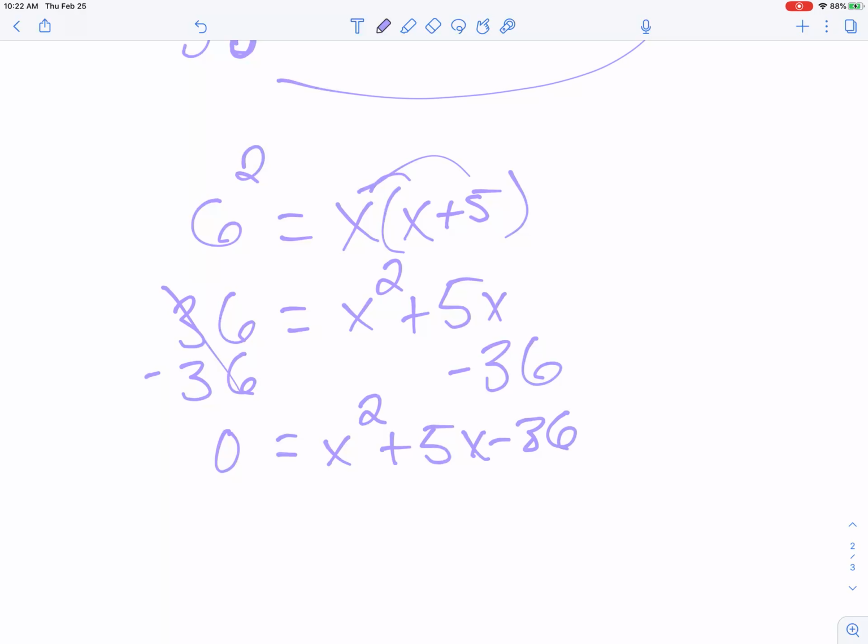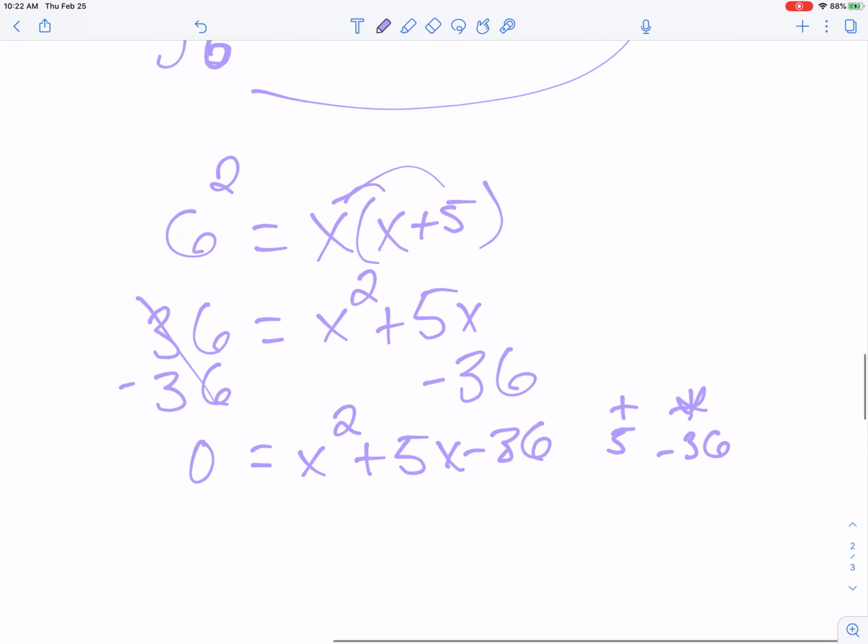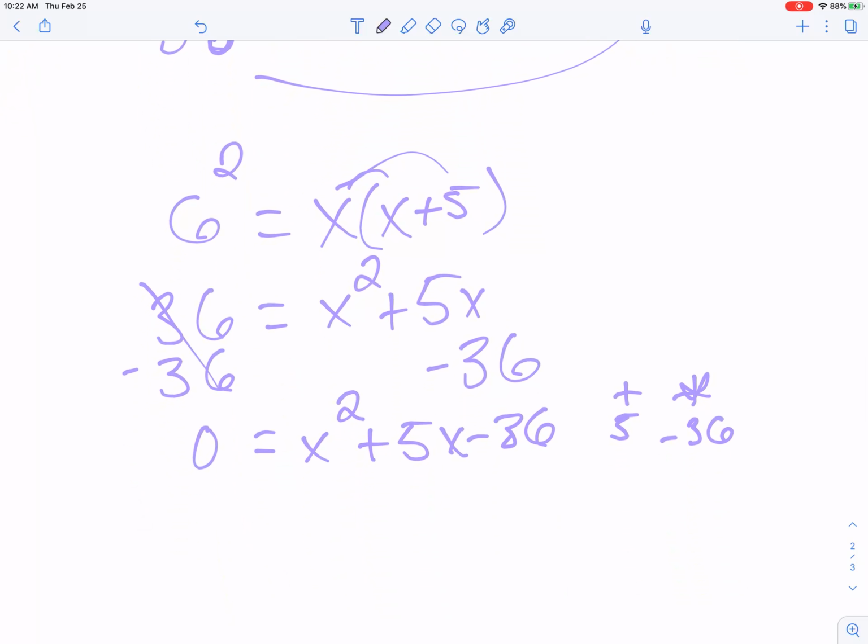Okay, minus 36. You can use the quadratic formula. You can factor. My go-to is normally factoring. So I ask myself what adds to 5 and multiplies to negative 36. And let's see. I'm going to have to maybe figure this out for a second here. Hang on. 1 and negative 36. Oh, wait, hang on. I just figured it out.